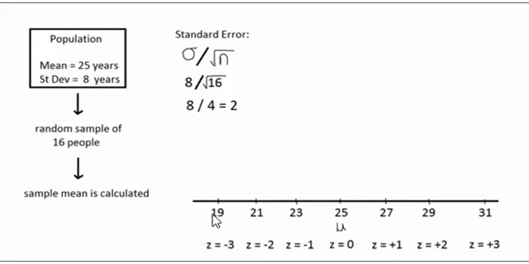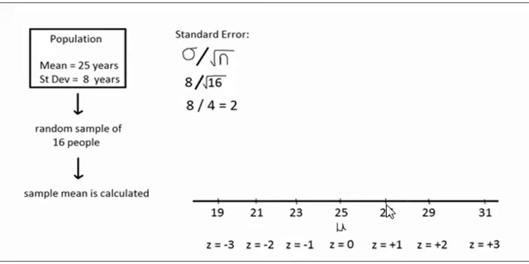So here's just another example of a different situation. In this situation, the standard error is 2. Once again, the population mean has a z-score of 0, and we're going up and down by 2 because that's the standard error.